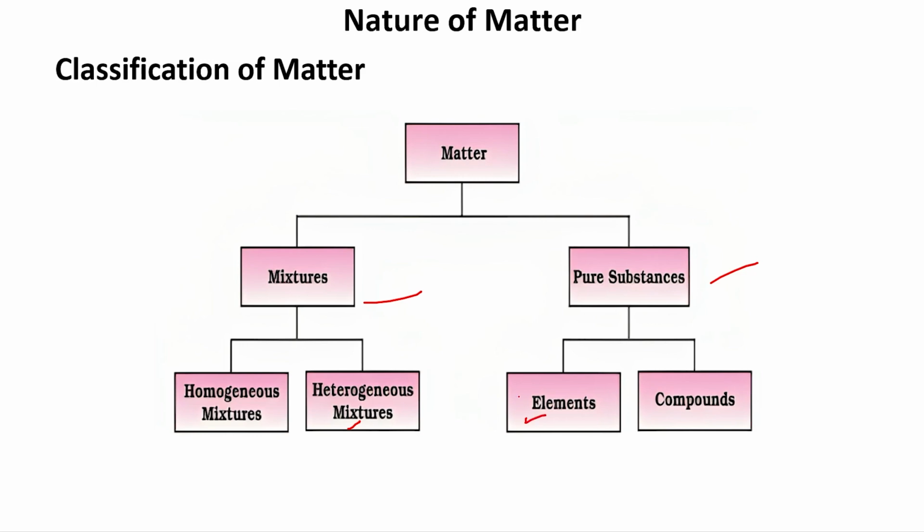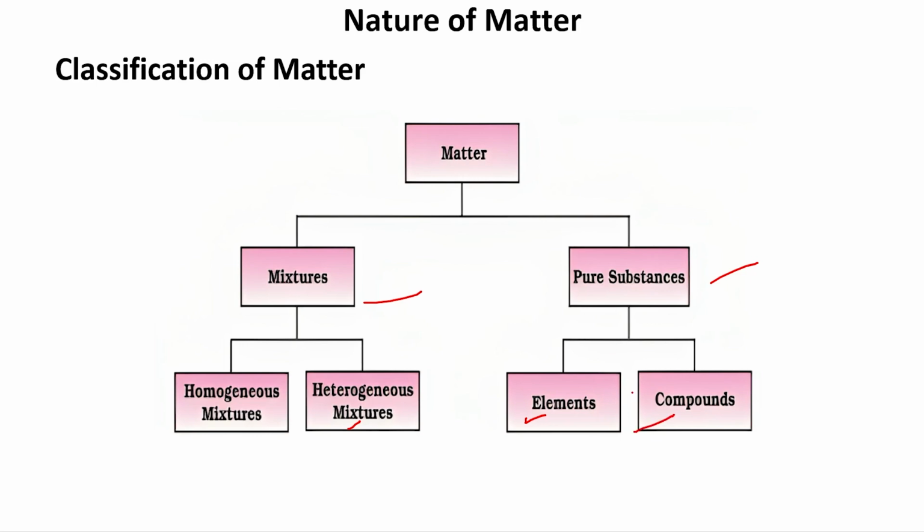Now element. What is an element? An element has a definite proportion, and the things it is made of must be similar. It can be singular also, it does not need to be plural. You can take one element like oxygen, just the oxygen atom, it is also an element. If you take two oxygen atoms and combine them, an oxygen molecule, it is also an element.